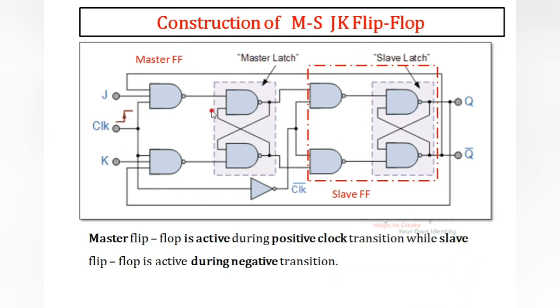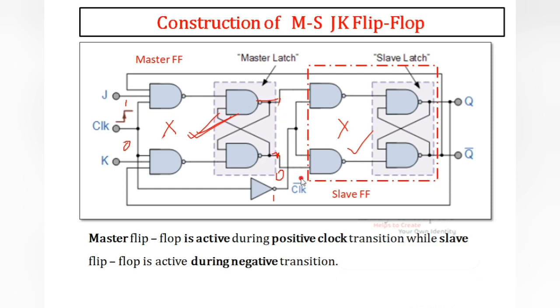And again observe here, the clock is directly going to the master. So when the clock is equal to 1, the master flip flop is activated. And the clock 1 becomes 0 here because it is inverted, and 0 means it is not activated. When the clock is 0, this circuit is deactivated, and here it becomes 1, so this circuit is activated. So this is the operation. Listen once again. When the clock is 1, the circuit is activated and here you will get outputs.